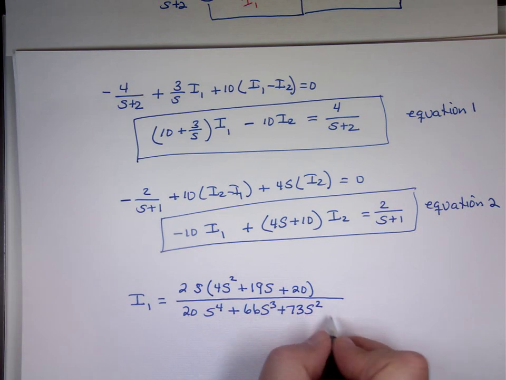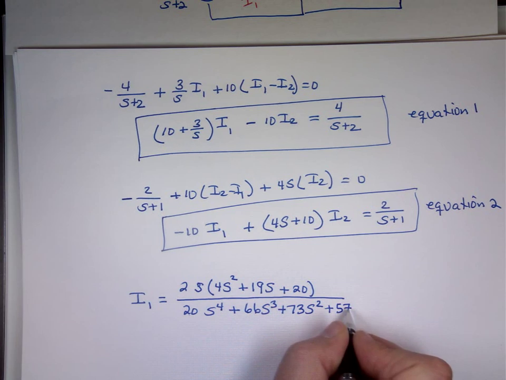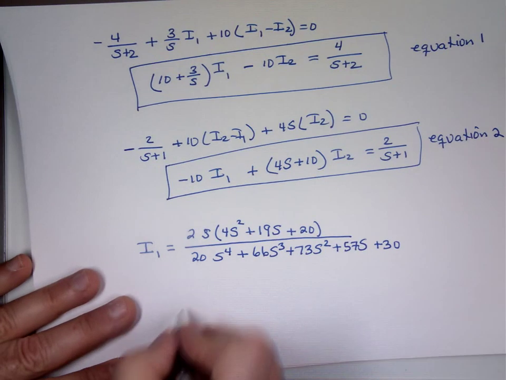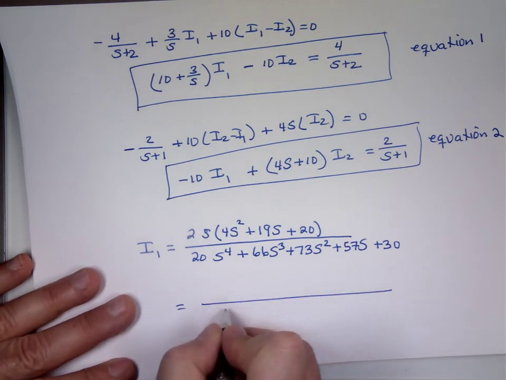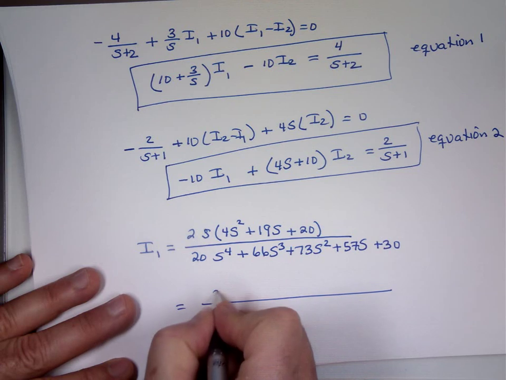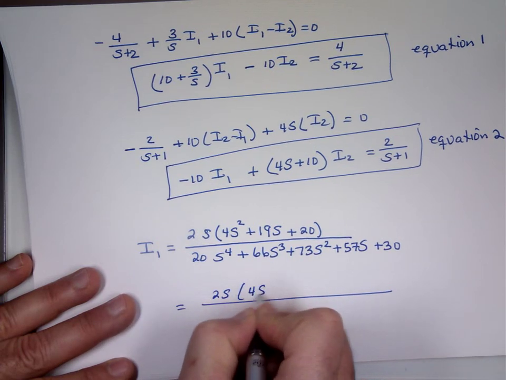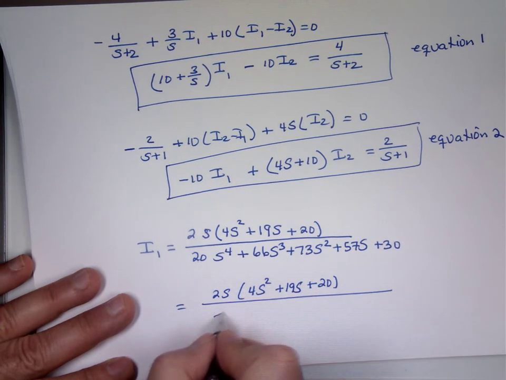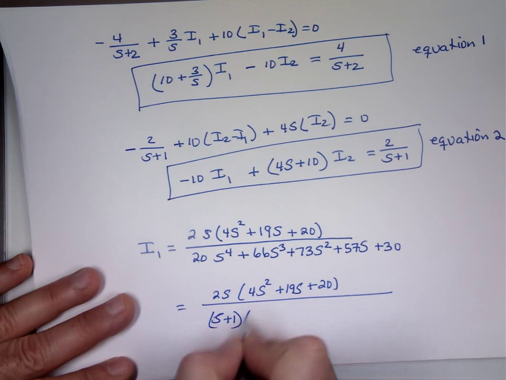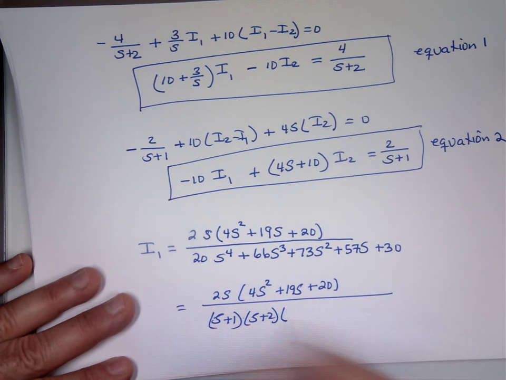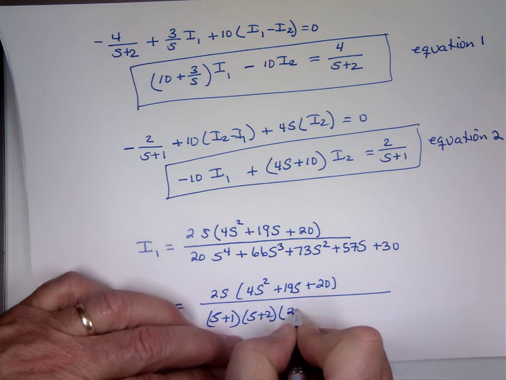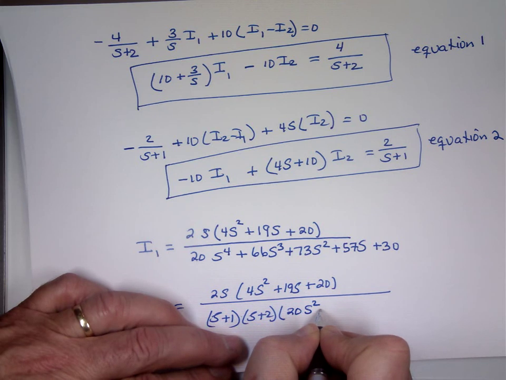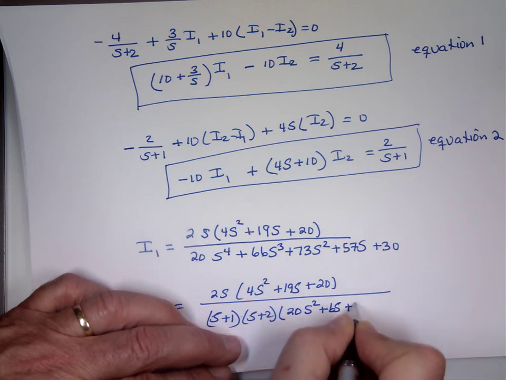73s squared plus 57s plus 30. So what did our calculator give just for the bottom, for I sub 1? Let me just write the top and bottom. Over s plus 1, times s plus 2, times 20s to the power of 2 plus 6s plus 15. Yes, that's what I read. So it even factored that for us.